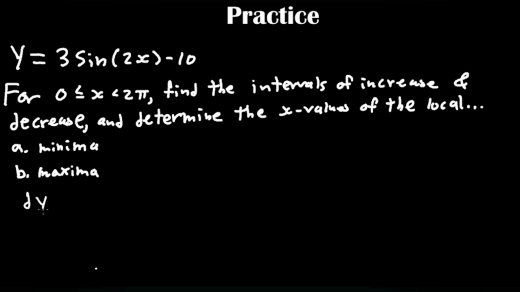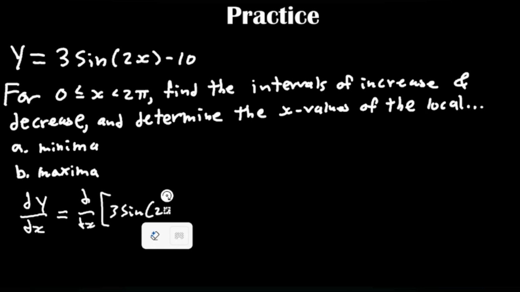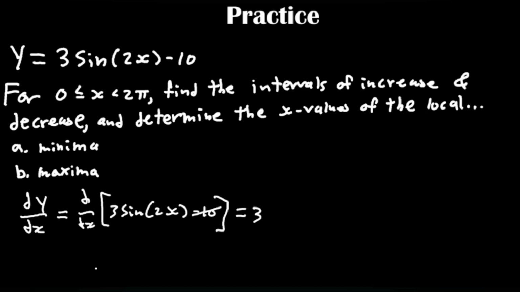So our derivative dy dx, we're going to differentiate 3 sine of 2x minus 10. Well, differentiating this constant, we'll just make it go away. And then we'll have 3 out in front, so we can just pull that out of the derivative. And then we need a chain rule. Our outside function is sine of x, and our inside function is 2x.